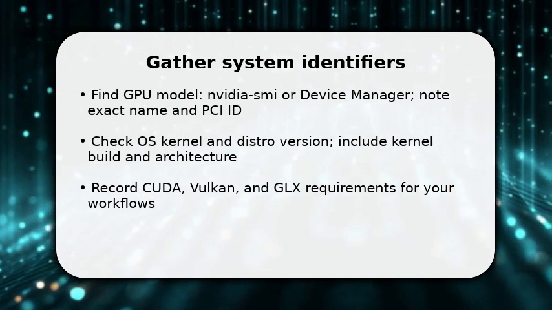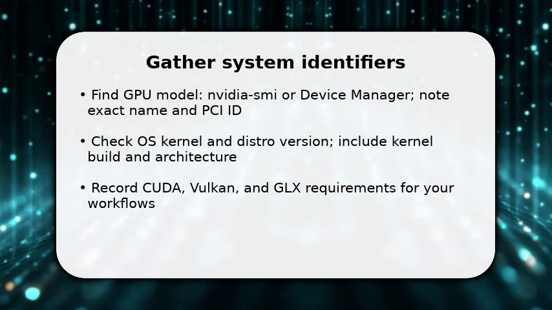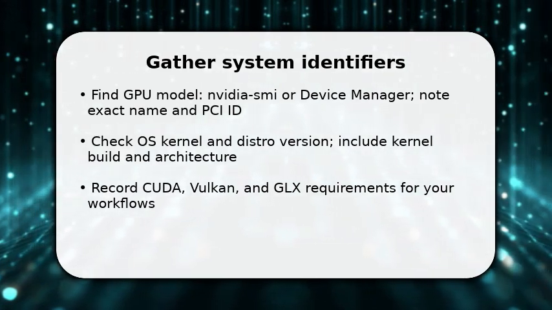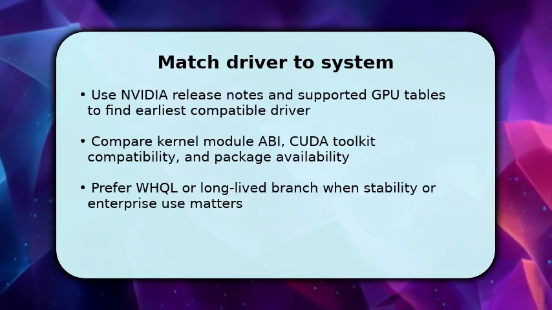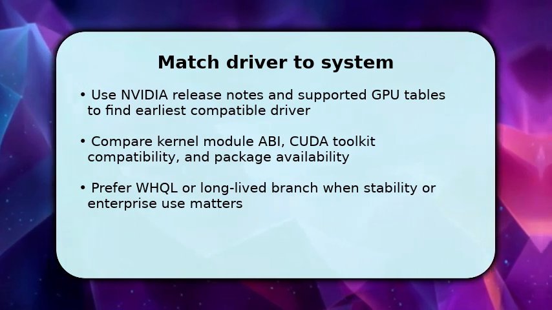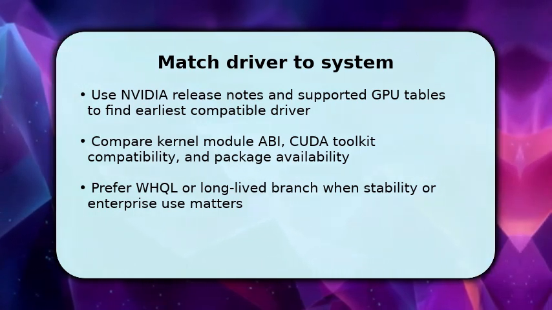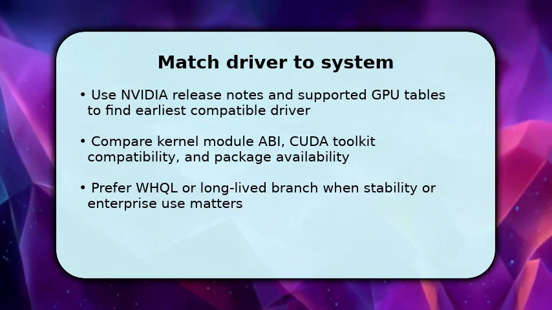Once done, you'll have the exact constraints that limit compatible driver releases, and you can move to the selection phase with certainty. Now you actively match candidates against your constraints. Read Nvidia release notes and support tables to identify the earliest driver that lists your GPU and OS. Check the kernel module ABI and ensure the driver build supports your kernel.